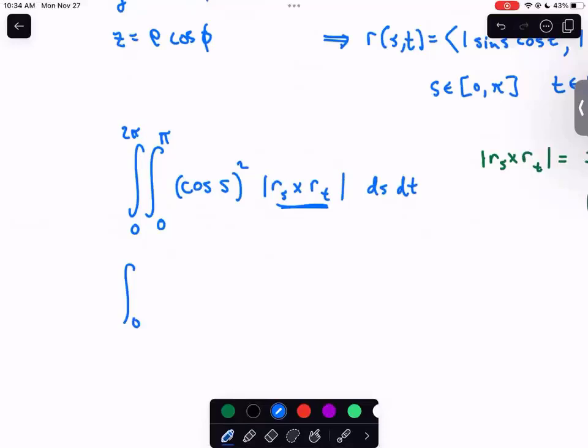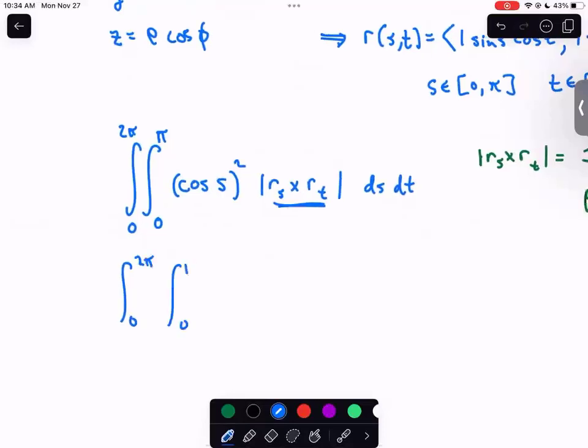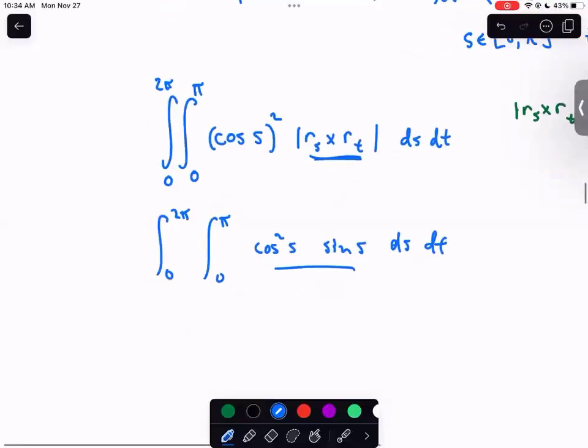And so we can swap this in now. Cosine squared s sine s ds dt. Oh, sorry, I wrote phis accidentally. Stay consistent, use s's, good. So now we can evaluate this. Notice that there are no t's in our integrand, and there are no variables in our bounds, so we can split off and do our t integral first. The integral of 1 dt from 0 to 2 pi, similar to what we used to do with our thetas.